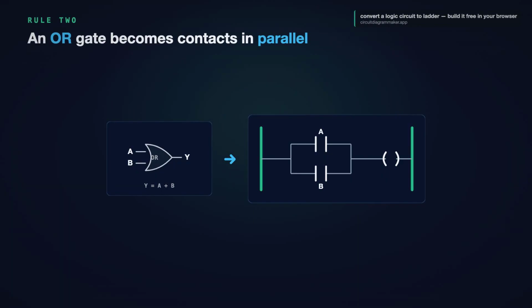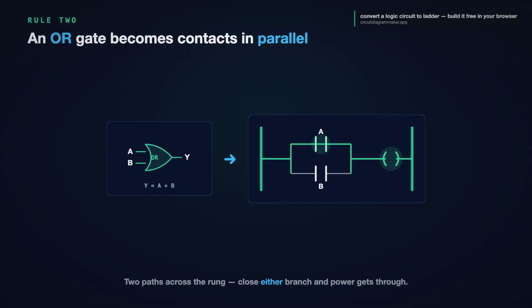Next, the OR gate. An OR gate turns its output on when any input is on, A or B. Either one is enough. In Boolean, that is A + B. On a ladder, either one will do means you give power 2 ways to get across. You put the contacts in parallel, 2 separate branches that split off the rung and rejoin.